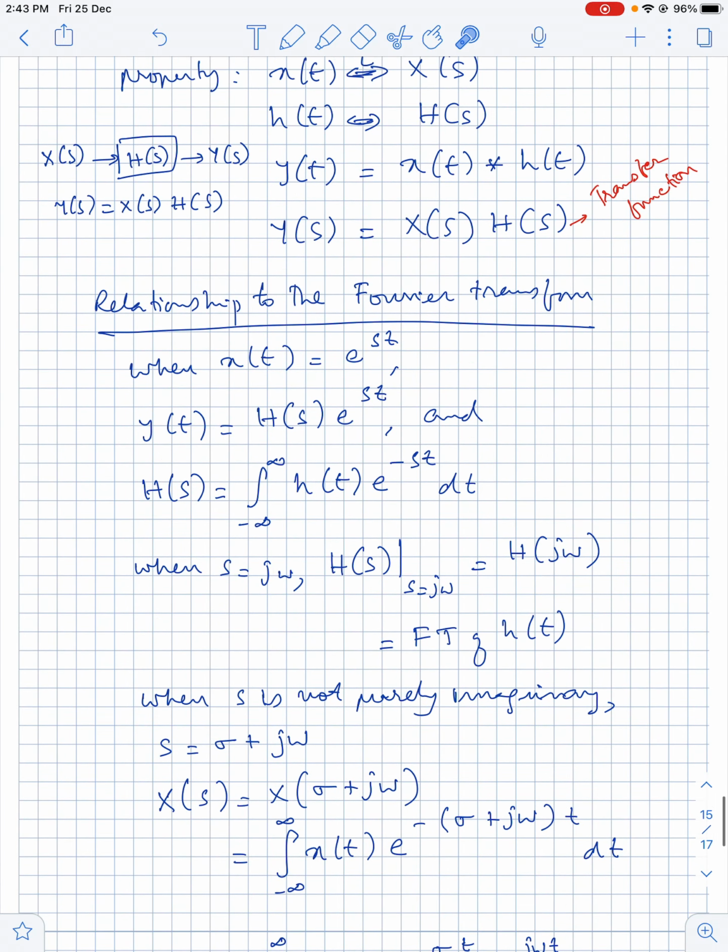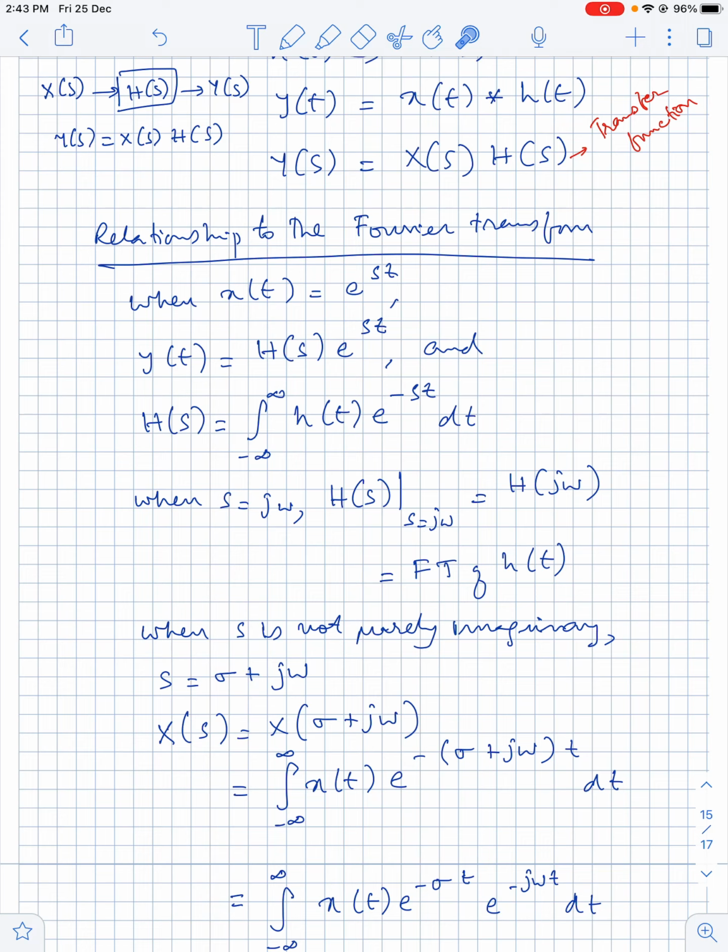Now let us see the relationship to the Fourier transform. We have already seen it, in fact. When x of t is e raised to st, your y of t is H of s e raised to st, which we just saw. And we know how to get the H of s. In particular, when s is equal to j omega, H of s evaluated at s equal to j omega will give you H of j omega, which is nothing but the Fourier transform of h of t.